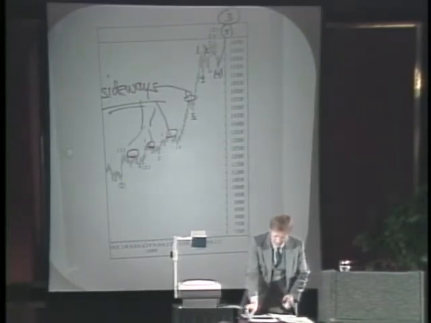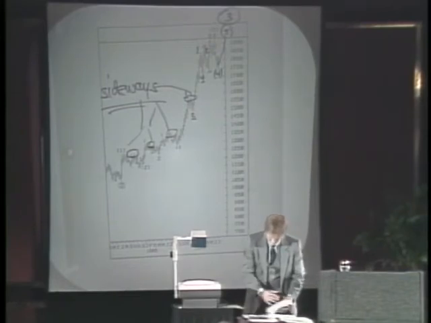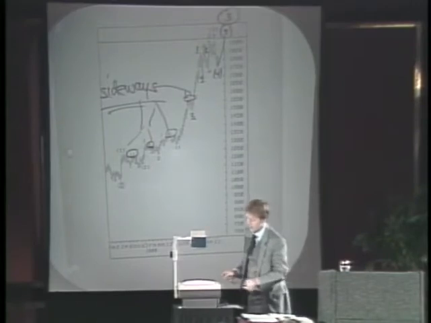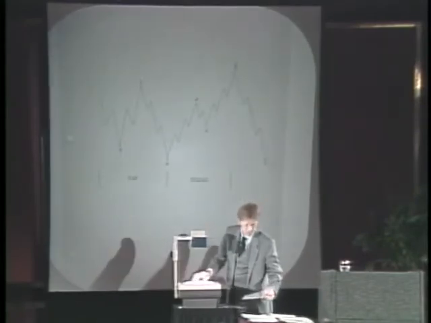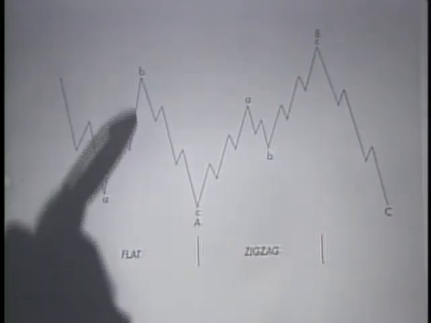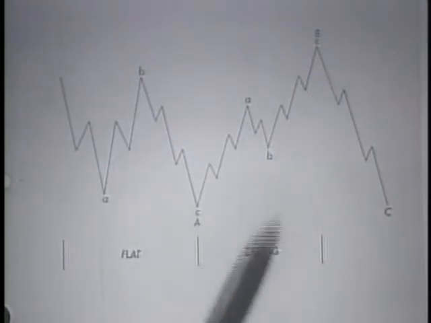Now there are a couple other instances when we look at that. Let's take a look at page 253 as far as alternation is concerned. Adjacent threes tend not to repeat. In other words, if wave A in a pattern is a flat, expect wave B to be something else, like a zigzag. An example of this is shown on page 254.